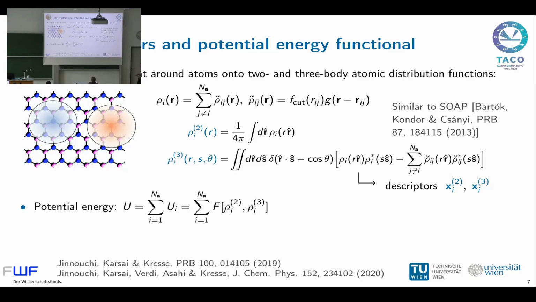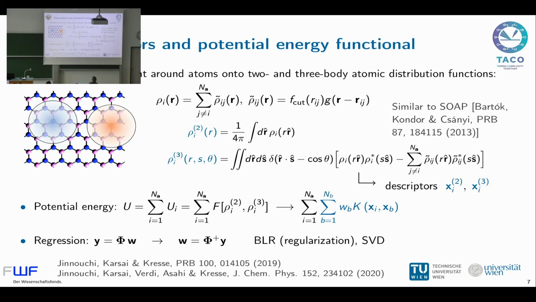Then the common step is that the potential energy of the system is written as a summation over all the atoms of the system, the potential energy associated to each atom. And this is a nonlinear functional of these descriptors. And then using the standard kernel trick, you write this as a linear combination of kernel functions. This is, for example, a polynomial kernel, and these x here are combinations of our 2 and 3 body descriptors.